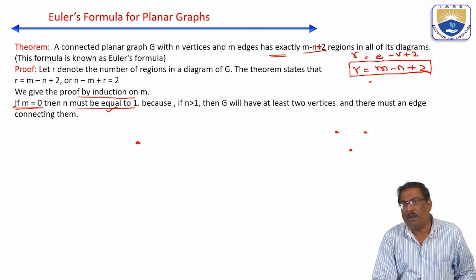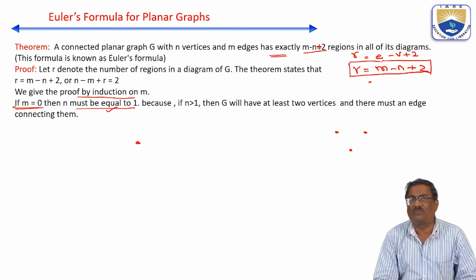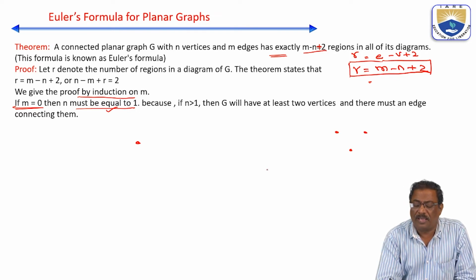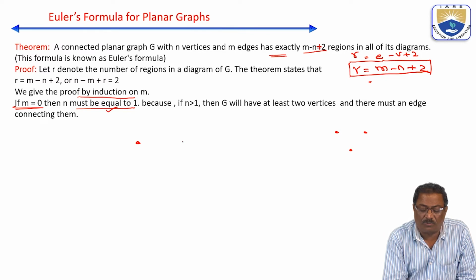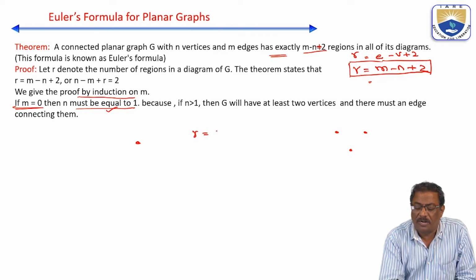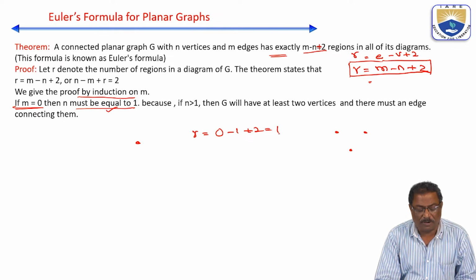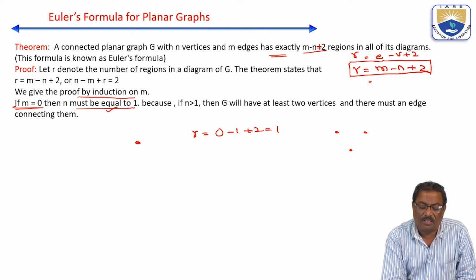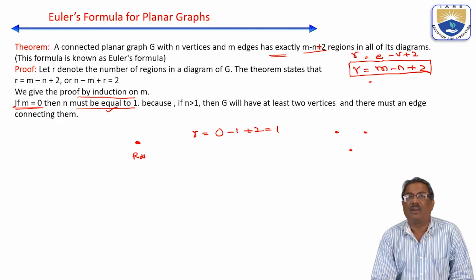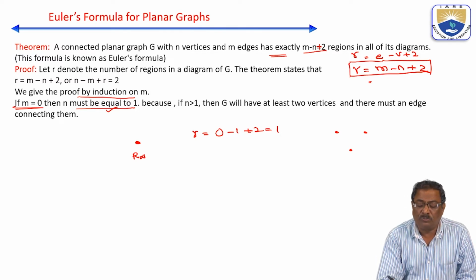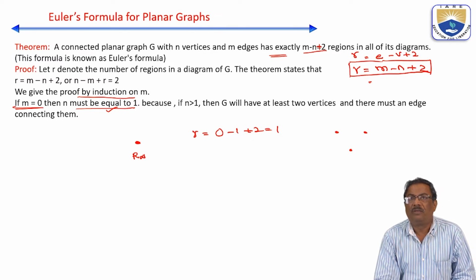Whenever the number of vertices is 1 and m is equal to 0, it provides only one region. That means we substitute r is equal to the number of edges 0, minus the number of vertices 1, plus 2, so it is equal to 1. Other than the vertex, the entire plane is the only region, which we take as the infinite region. That means the induction step is true for m is equal to 0.